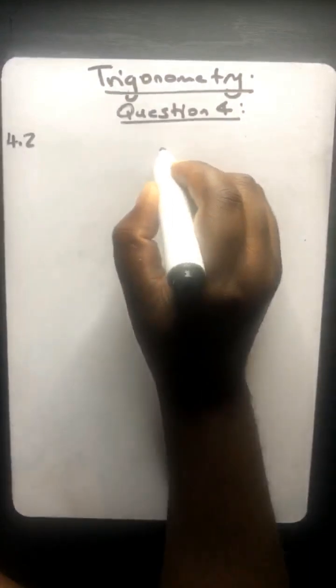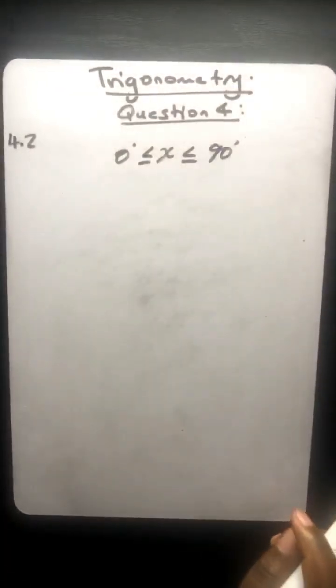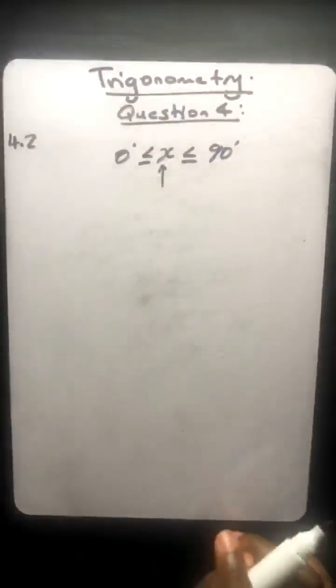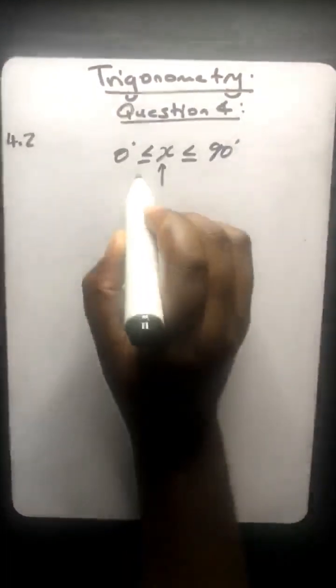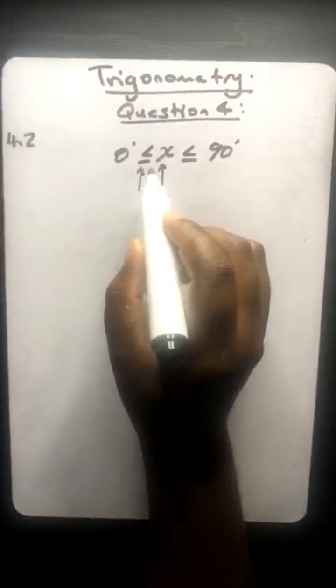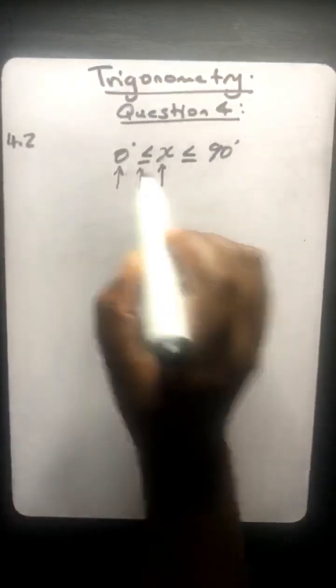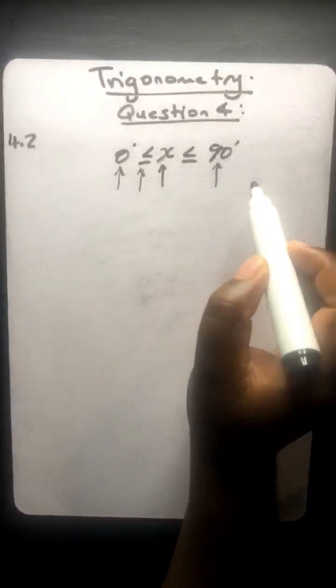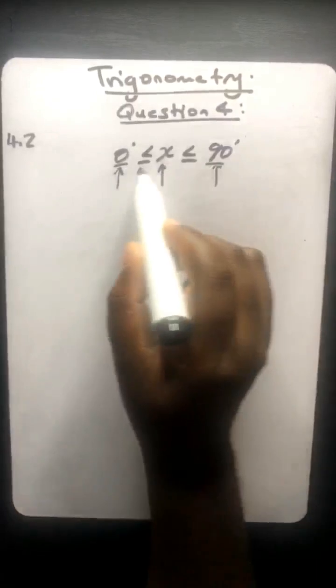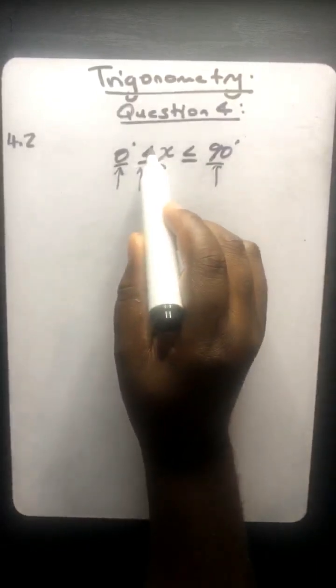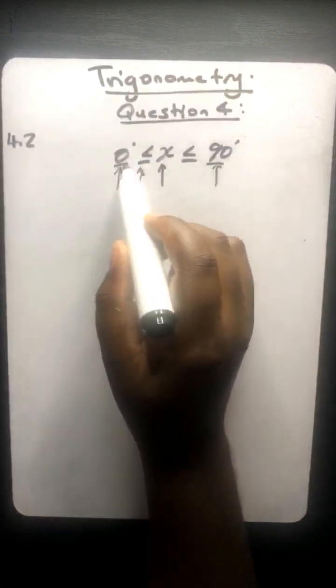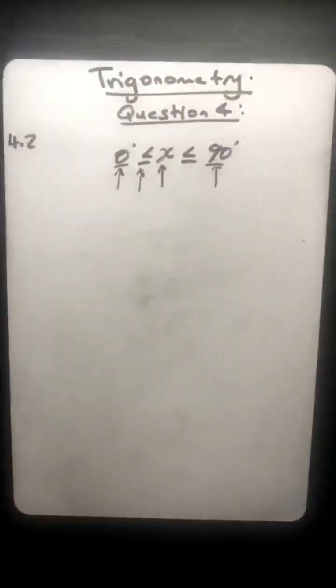So let's see. 4.2, they say solve for x, correct to one decimal place, whereby x is between 0 degrees and 90 degrees. So it's more like you've been given a hint to say whatever x value that you get, it has to be between those two angles. And most importantly, this is less than or equal to, which means that angle can still be zero. It can still be 90, but it has to be between those. So it has to be greater than or equal to zero and less than or equal to 90 degrees.